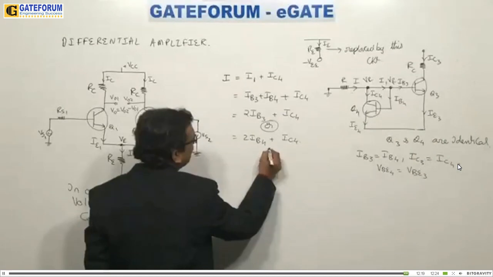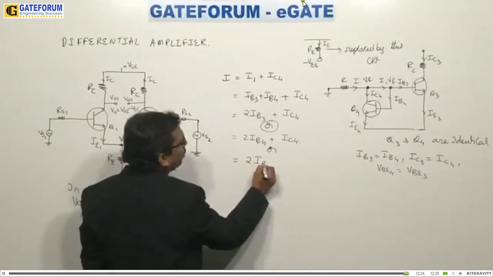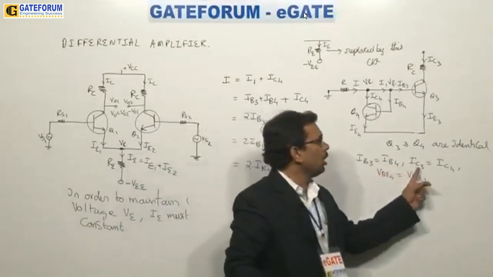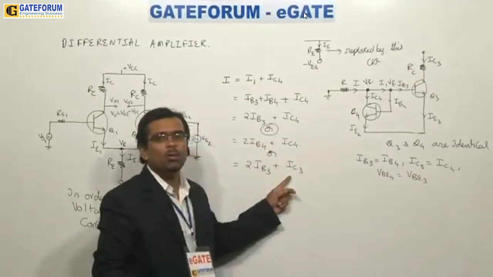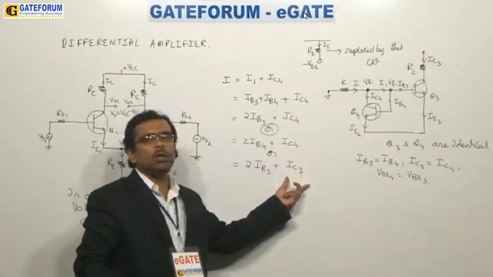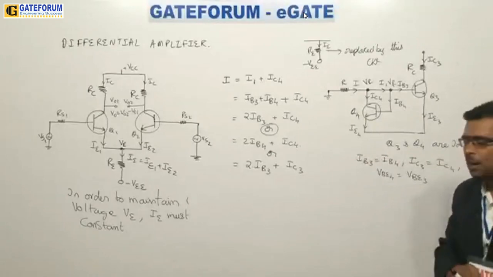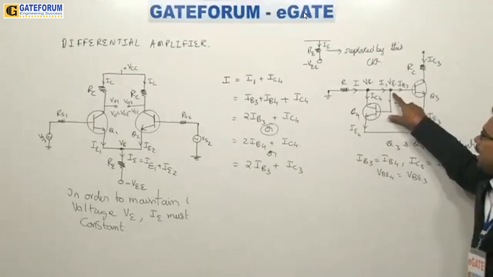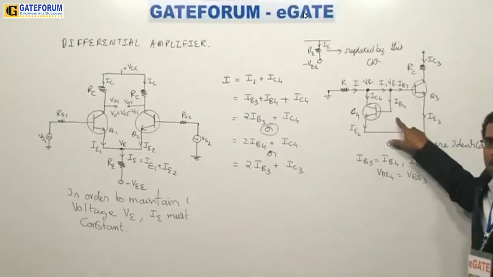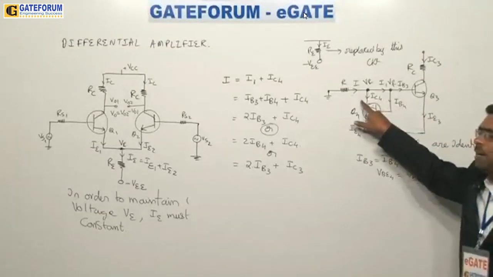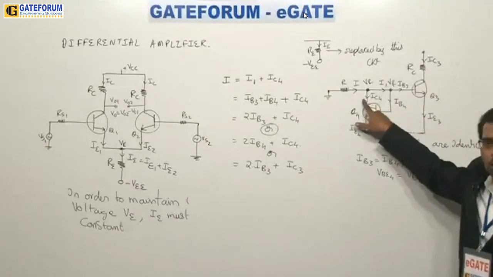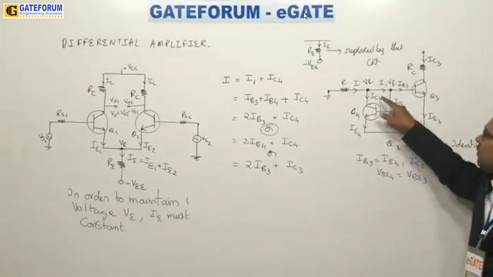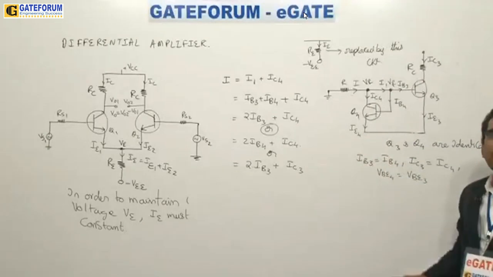IC4. Now I can write this equation once again as 2 into IB3 plus IC3, because IC4 is equal to IC3. Now one can question how IC4 is equal to IC3. Try to understand carefully. If these two transistors are identical and their base voltages are the same, then this base voltage will decide IB4 and IB3. If IB3 and IB4 are equal and the betas of these two transistors are equal, then IC4 is beta into IB4 and IC3 is beta into IB3. Because beta is the same and IB is the same, definitely this IC4 value and IC3 value are also the same.